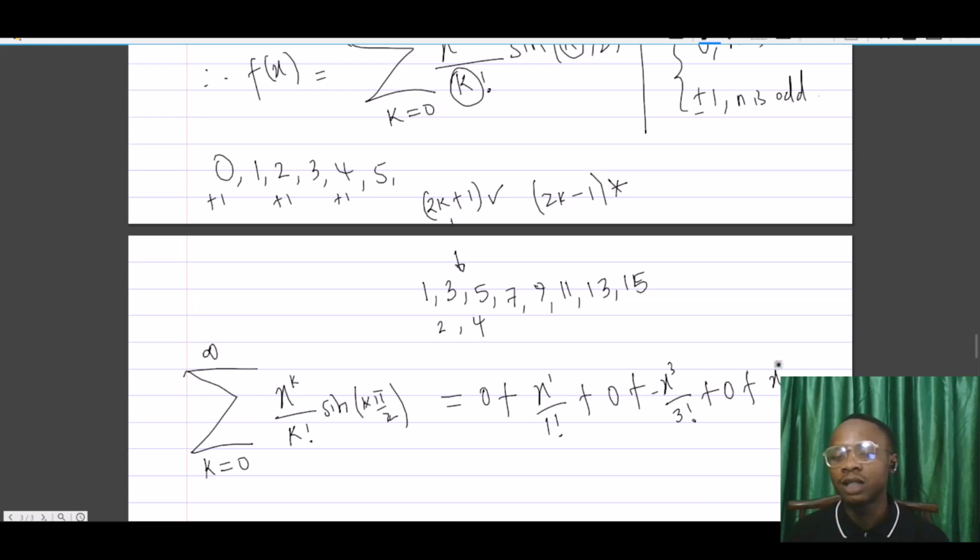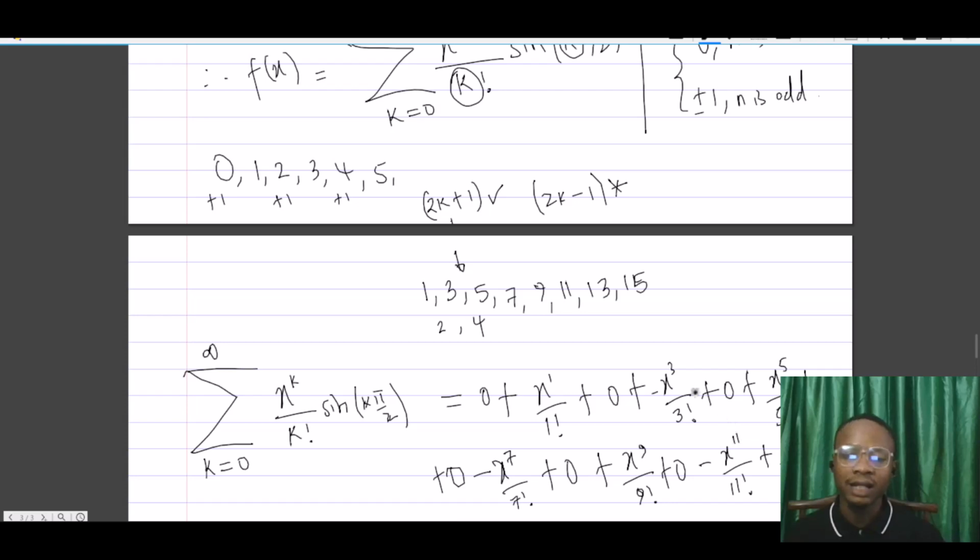Then the next one will be plus x to the power of 5 over 5 factorial, plus what's the next one now? x to the power of 7, because the sixth one will be 0 also, then plus x to the power of 7 over 7 factorial. That should be minus, so this will be negative. And the next one will be plus 0 again, plus x to the power of 9 over 9 factorial, then plus another 0, then minus x to the power of 11 over 11 factorial, and so on and so forth.